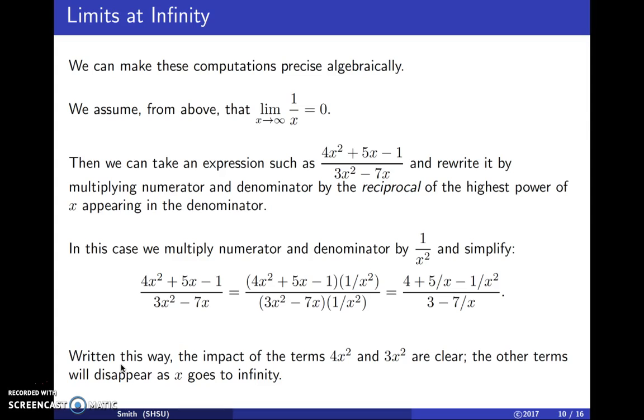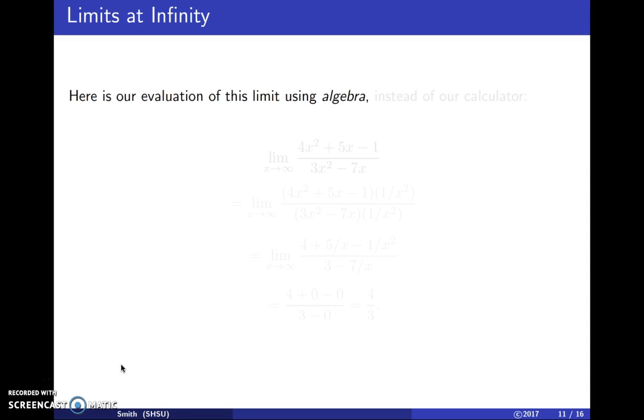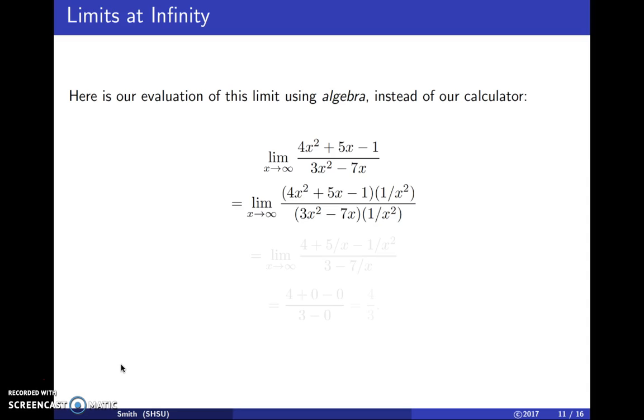The other terms, which have an x in the denominator, will go to 0. As x gets large, 5 over x, or 1 over x squared, or 7 over x will all go to 0. So here's the evaluation of this limit using algebra, not a calculator. Here's the limit we want to do. Multiply numerator and denominator by 1 over x squared, using the reciprocal of the largest power of x that appears in the denominator. I'll clean that up with our algebra, and then note that when there's an x in the denominator, we're going to get a 0. So the numerator becomes 4, the denominator becomes 3, so our answer is 4/3. So we computed this limit using algebra.